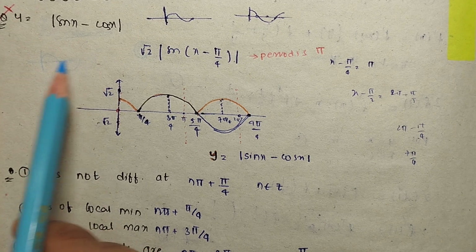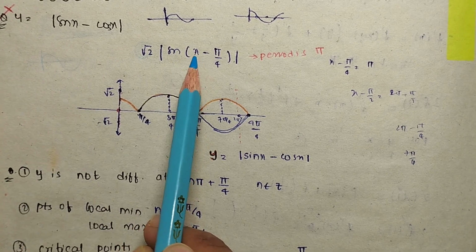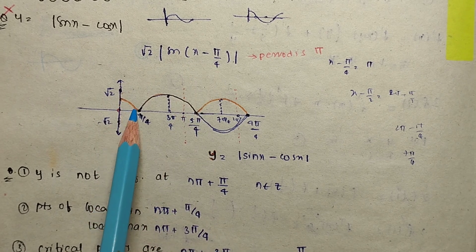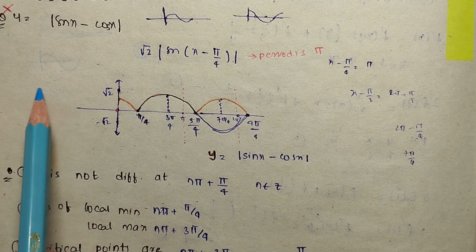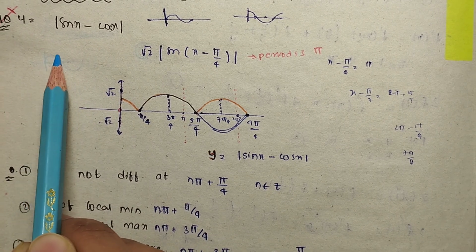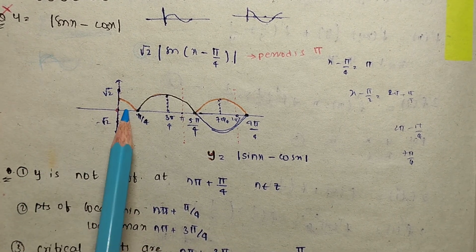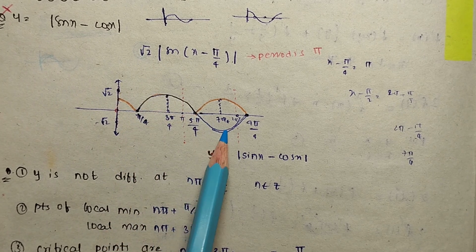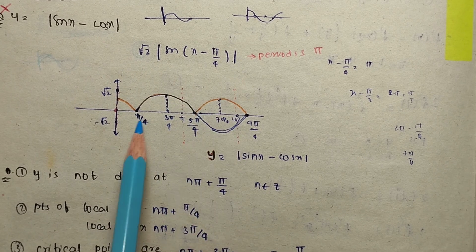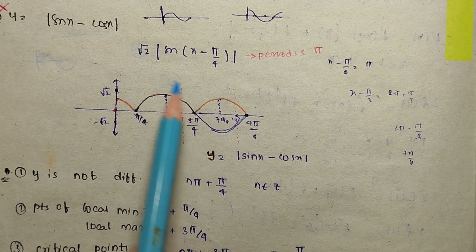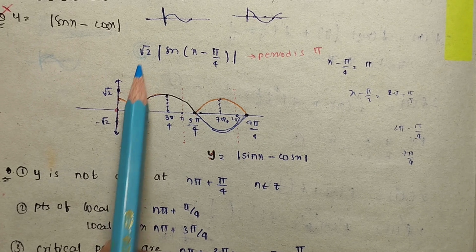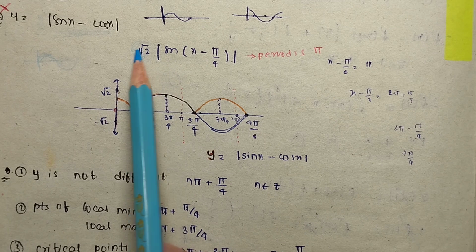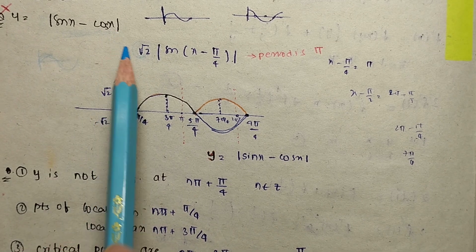So mod of sin x minus pi by 4 is shifted to the right by pi by 4 radians. Actually the sine graph should start from 0, but it is shifted pi by 4 units right, so that it would go like this. But since it is having mod, we are taking mod of it, and again it is multiplied with a factor root 2. So that's why the amplitude is root 2 and minus root 2. So this is how we plot the curve mod sin x minus cos x.